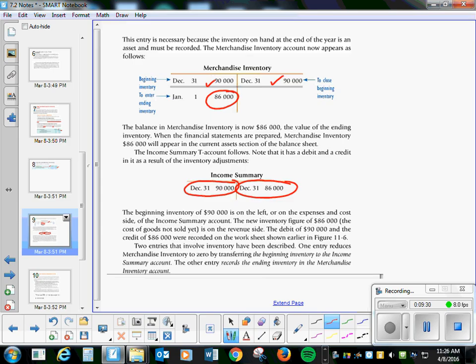The beginning inventory of 90,000 is on the left, or on the expenses and cost side of the income summary account. The new inventory figure of 86,000 is on the revenue side.